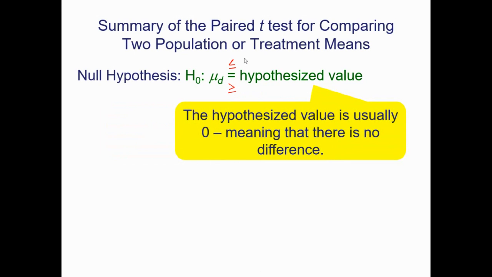The hypothesized value is usually 0, meaning that our hypothesis is that there's no difference. So there's no difference in whether you jog or not on blood pressure. Along with that little example.